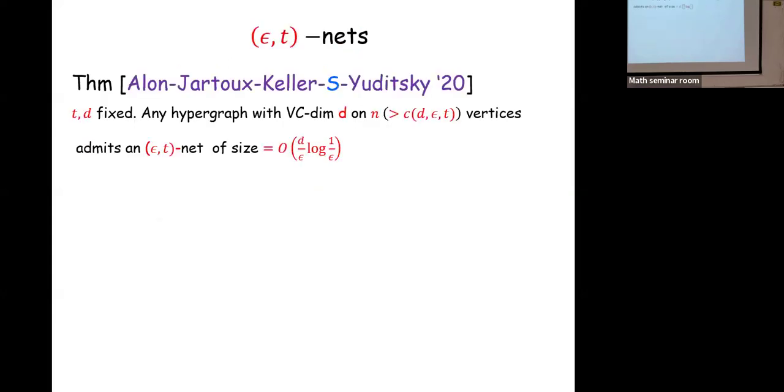And what is the theorem that we were able to prove? This is a different paper with Noga Alon and Bruno Jartoux and Yelena Yuditsky, my previous postdocs and students, and with Chaya. It's almost the same: there is always an epsilon t-net whose size depends only on d and epsilon. And well, I hid the constant t in the big O. Since t is constant, I should have written O.